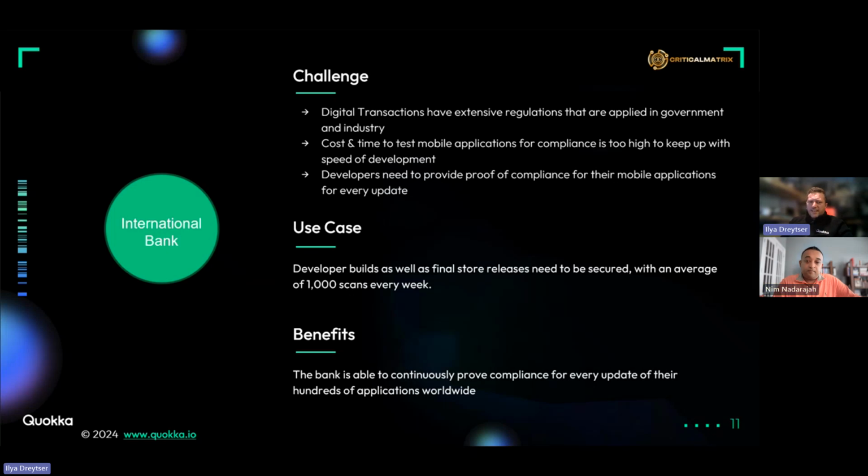So, the use case is developers build these apps, and they need to be able to scan them very frequently, and that's what Quokka provides as part of the benefit. So really, if you are in the financial industry, not even banking, right? We see this in some of the newer online loan folks, or fintech, or virtual credit cards and all that. There's just a ton of compliance, and compliance is on both sides of the house, both the dev side and also the user side.